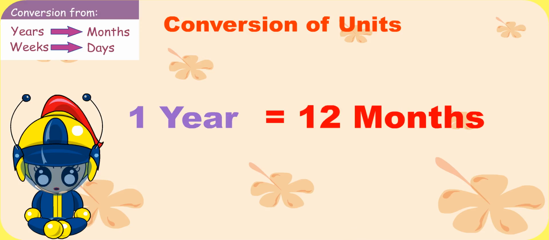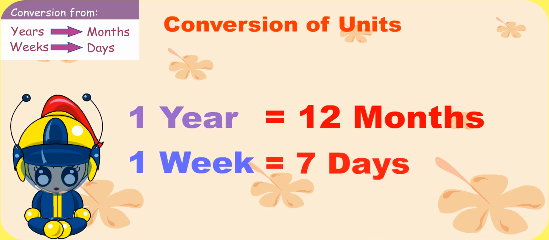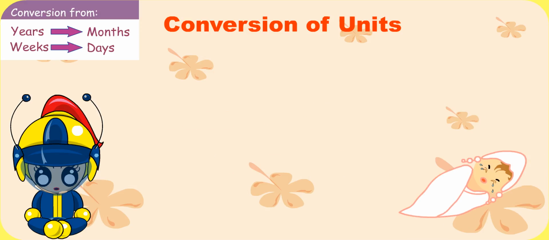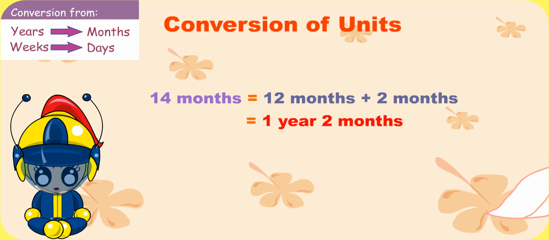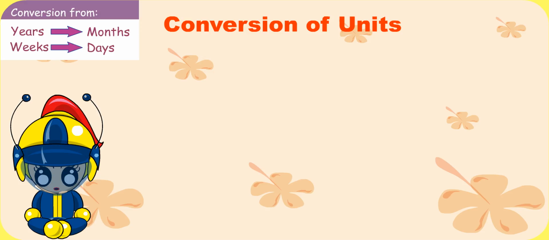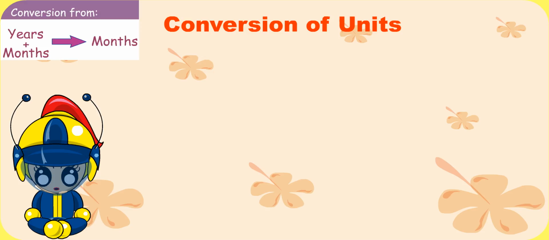1 year has 12 months, and 1 week has 7 days. For example, Terry is 14 months old. His age can also be written as 1 year, 2 months. I wonder how old I am in months. Why don't you do a conversion and see?